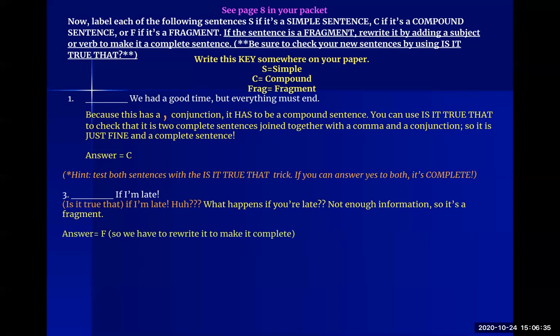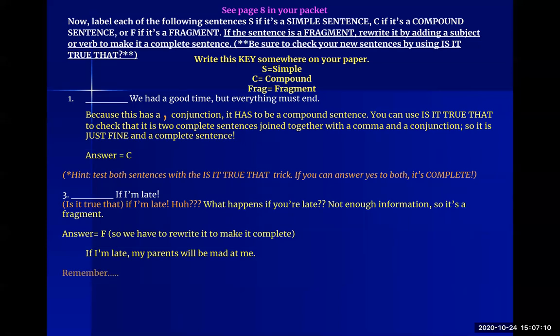You're going to write frag on the line, and then we have to fix it. So we need to make that complete. We're going to add a comma where that exclamation point is, and we're going to attach it to a complete sentence. So, "If I'm late, my parents will be mad at me." Again, you can write that right next to the answer. You can add it on to the answer, or you can number it at the bottom and rewrite it there. As long as you're fixing your fragments, I don't care where you do it.